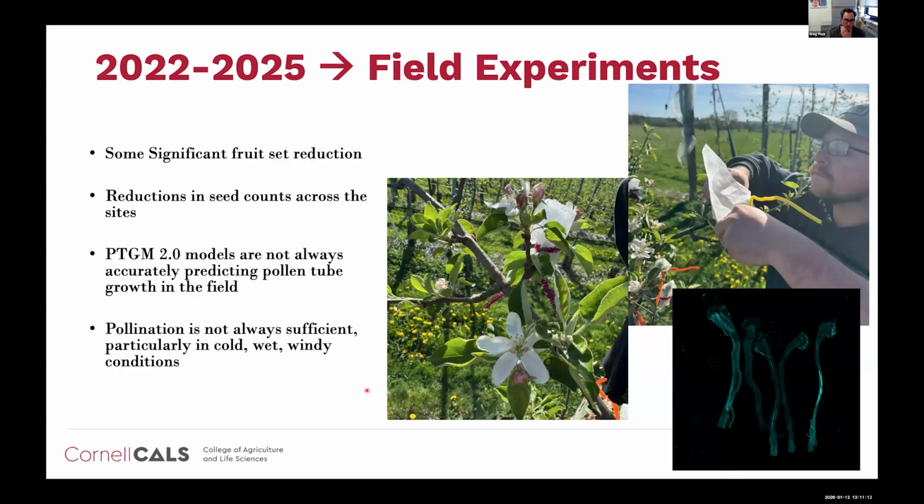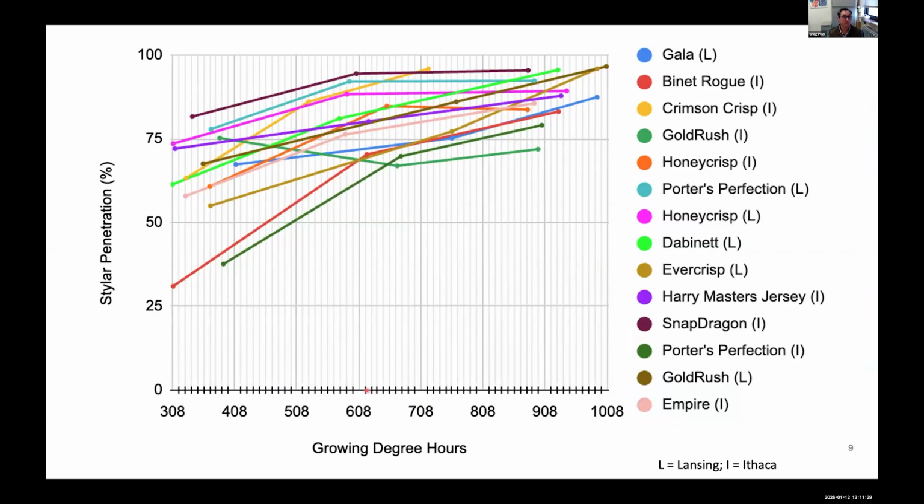We also found that in a lot of years the amount of pollination was not sufficient, and that really affected the growth rate of the pollen tubes, and also the effect of actually just using bloom thinning as a way of trying to manage crop load. So we kind of went back to this a little bit.